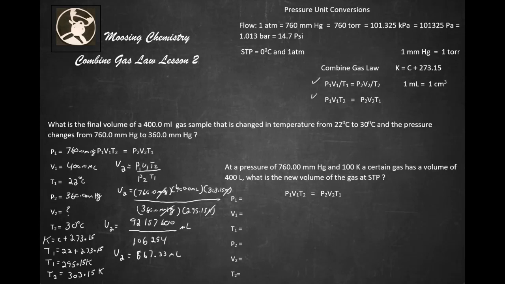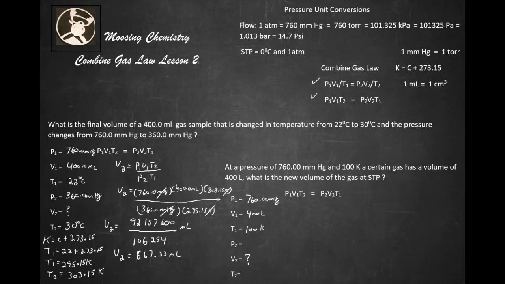All right, let's look at the second problem. Oh, good, it's in Kelvin. Excellent. Much better for us. So we want to know the new volume. The pressure is 760, temperature is 100 K, 400 liters. What's the new volume?